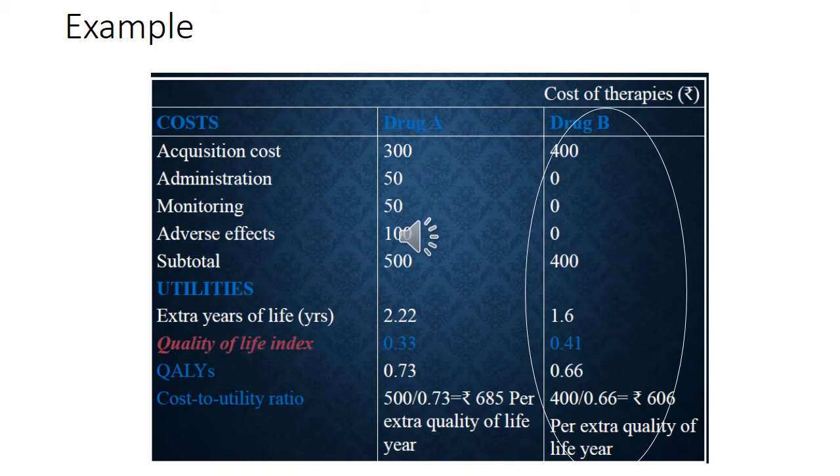So you see that even though the QALY score is lower for drug B, if you compare the overall cost to utility ratio, it is much better for drug B. That is, with very little money, you are getting a quality life year. So among the two drugs, drug B is better. This type of assessment is called the cost to utility assessment.